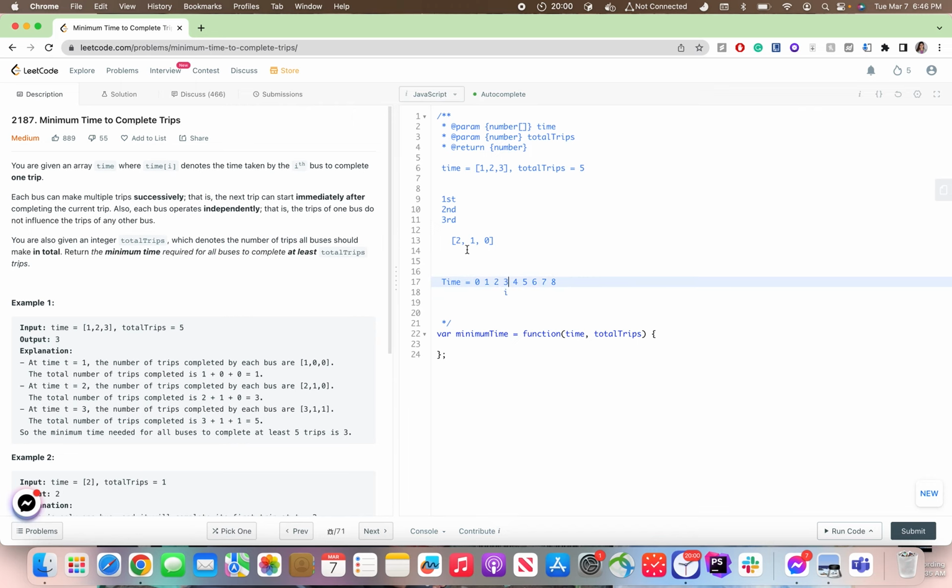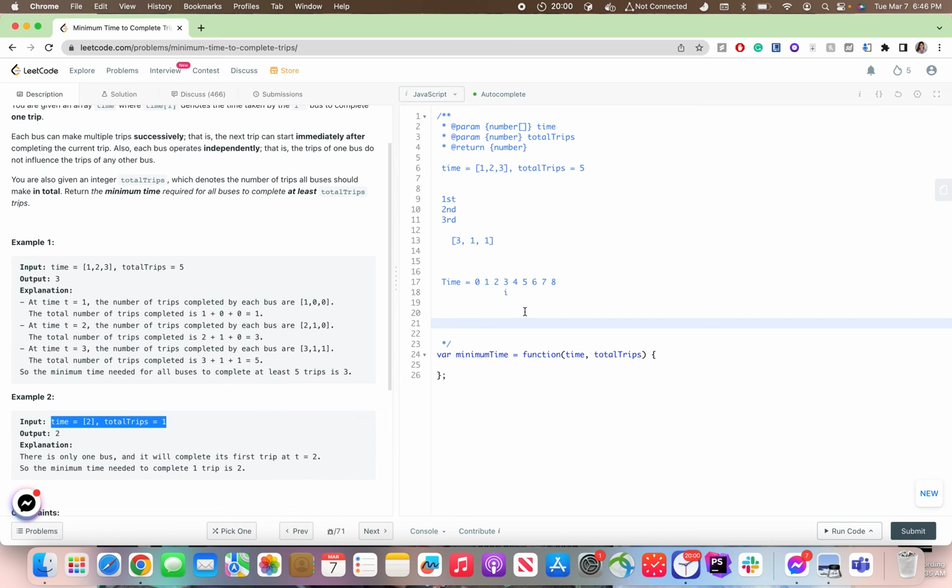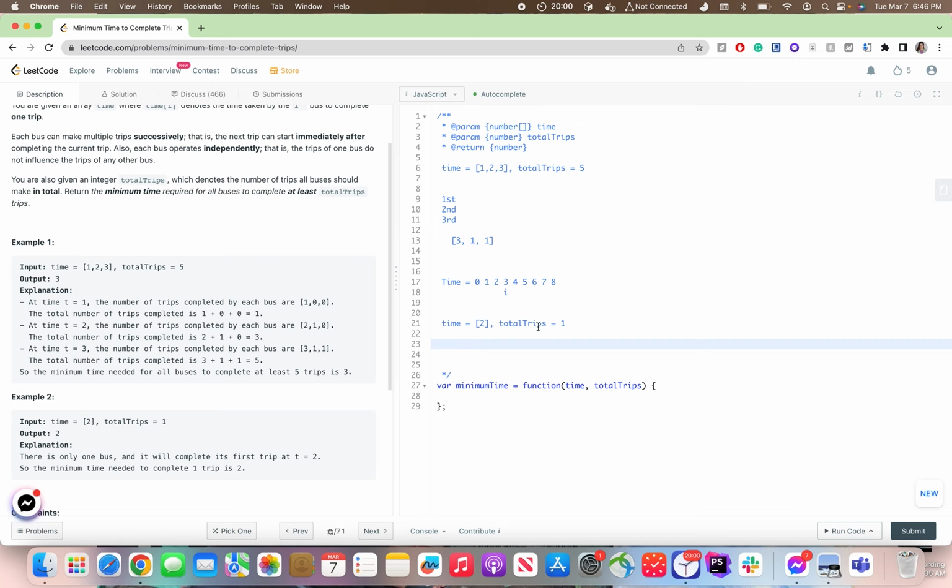But in the third second, this one would have completed 3 trips, this one still one, and this one would have completed one trip. So the total will be 3, 4, 5. So for all the buses to complete at least 5 trips, this would take a minimum of 3 seconds, right? Okay, so how to do this question? Let's look at another example as well. If time is equal to 2, then for total trips 1, it would take 2 seconds, right?